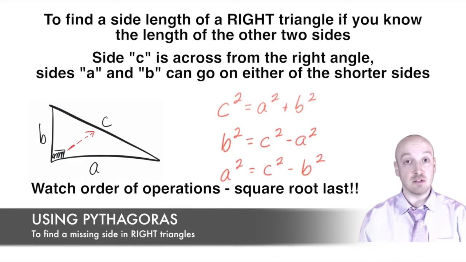Once I fill in values for the side lengths that I know, I have to square them or raise them to the power of 2 on my calculator, then add or subtract them from each other depending on which formula I chose. My last step is always square root in Pythagoras. I'm sure you'll catch on in the example.